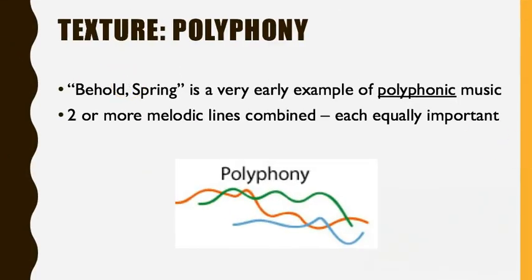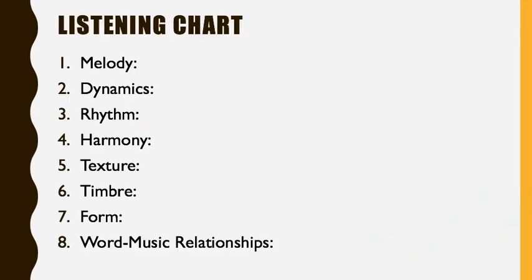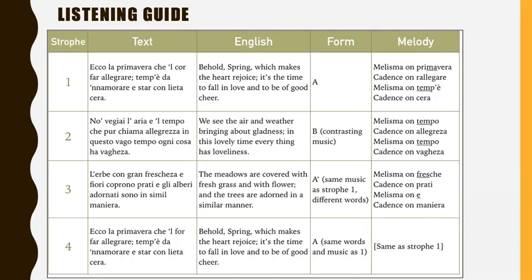Okay, so let's return to Landini here. As we listen through the song, of course, we want to analyze this piece according to our 8 elements of music. So be thinking about how to describe the melody, the volume and dynamics, rhythm, harmony, texture, which we've already discussed a bit, timbre, the form, and also the relationship between the text and the music.